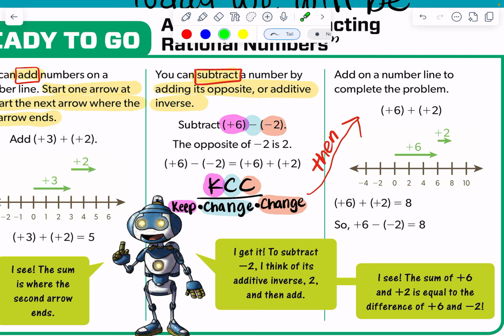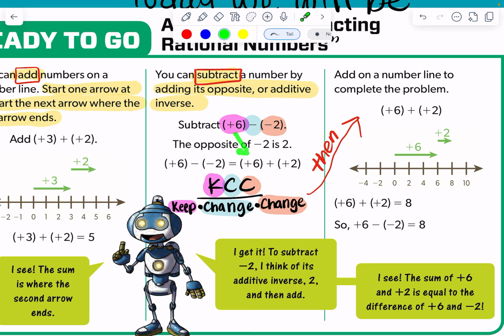So when we're subtracting 6 minus negative 2, students will have to keep the first subtrahend as 6. Then they will, instead of subtracting, use addition. And then they will have to change the second subtrahend into a positive number. So it was negative before, now it's positive. So I'll say that again.